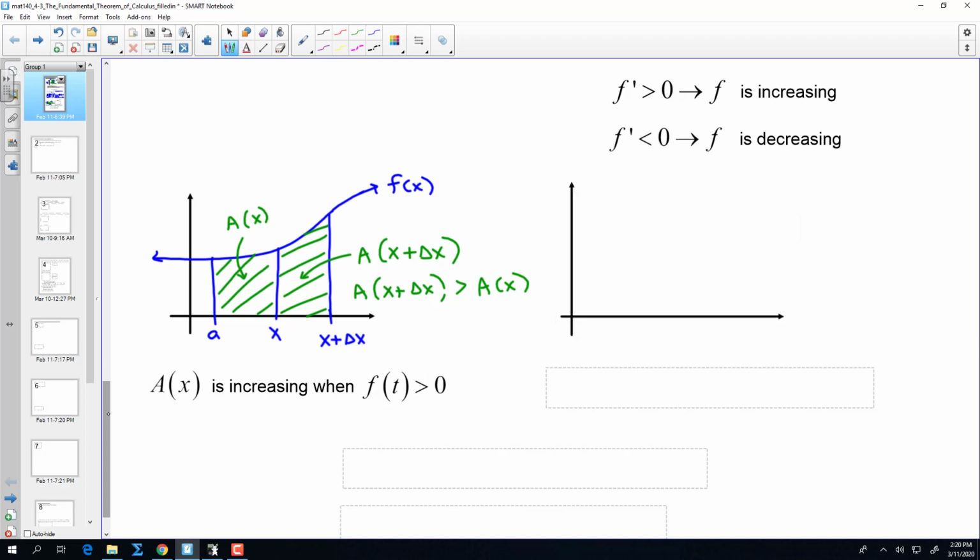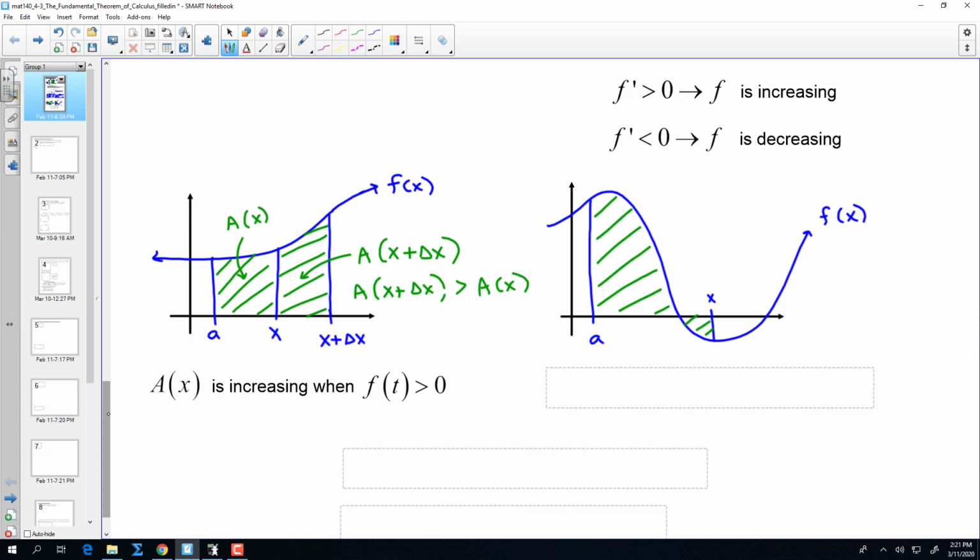Okay. Here's another concept. So let's say we have a function which looks like this, and some starting point I'll call a, and some ending point over here which I'll call x. Then the total area underneath the curve here is the sum of these two regions. So what happens then is this part is positive area.